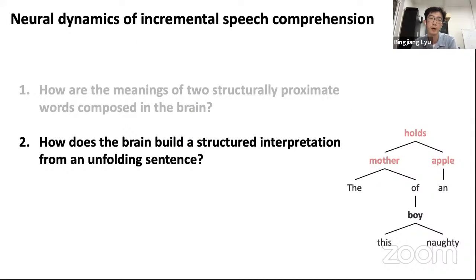Okay, now let's move on to the second study. In daily life, we hardly communicate by saying only two words. A sentence is the smallest unit to convey meaning or message level information. So here we focus on how the brain builds a structural interpretation from a sentence as it unfolds word by word.